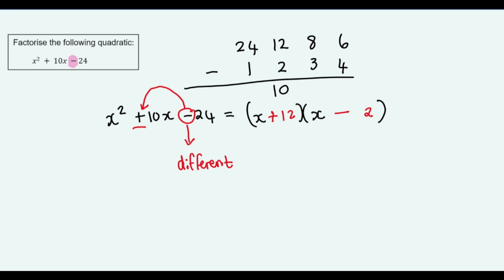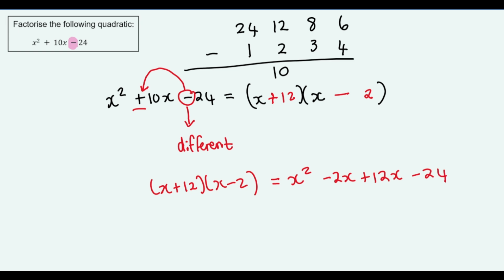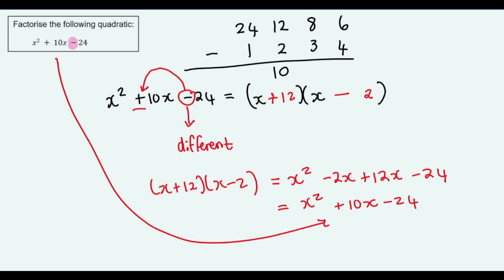Let's check if that worked. So we'll have, if we multiply it out, x squared minus 2x plus 12x minus 24. And what's minus 2x plus 12x? That is positive 10x. And that's what we had over there. So it worked.